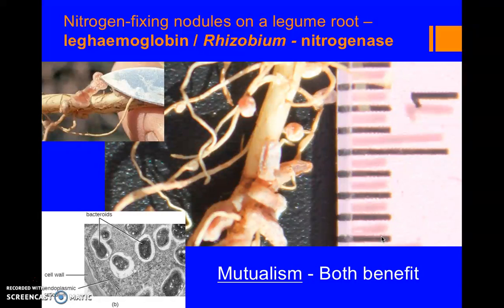If you take a look at the ruler on the right and compare it to the size of the little nodules on the plant roots, you can see that the nitrogen fixing nodules are very tiny. The scale on the ruler, the tiny marks, are millimeters, and so you can see that some of these nitrogen fixing nodules aren't quite a millimeter in diameter.